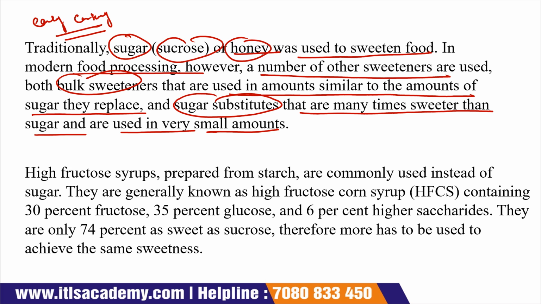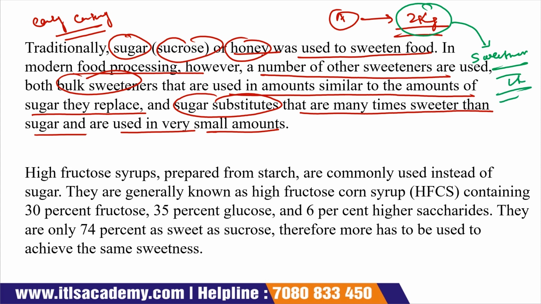That means it totally replaces the sugar and is used in the same amount as the sugar. Suppose you are preparing a dish A in which you are using 2 kg of sugar. Now this sugar is replaced by a sweetener in the same amount, that is 2 kg. That is called a bulk sweetener.